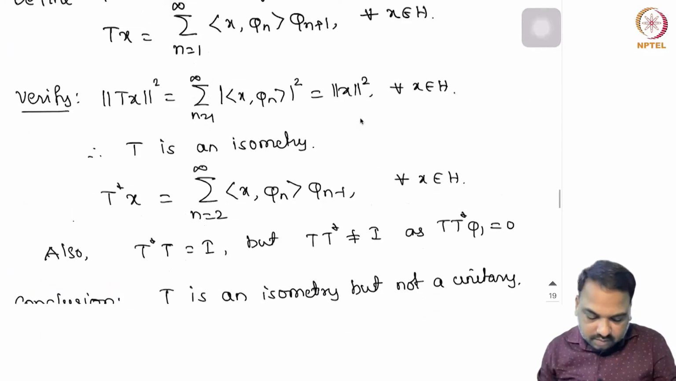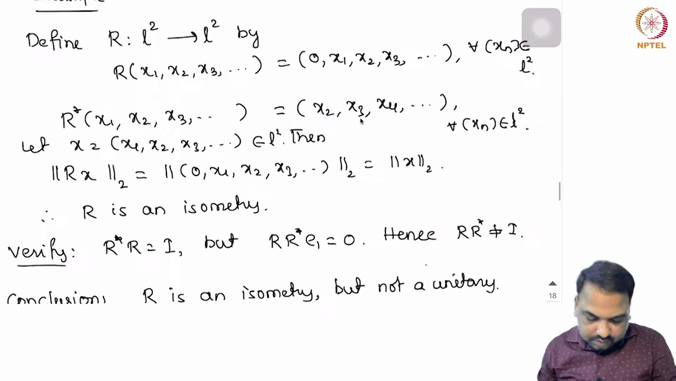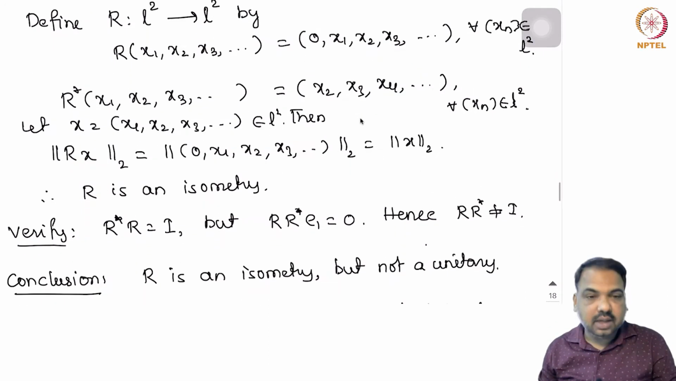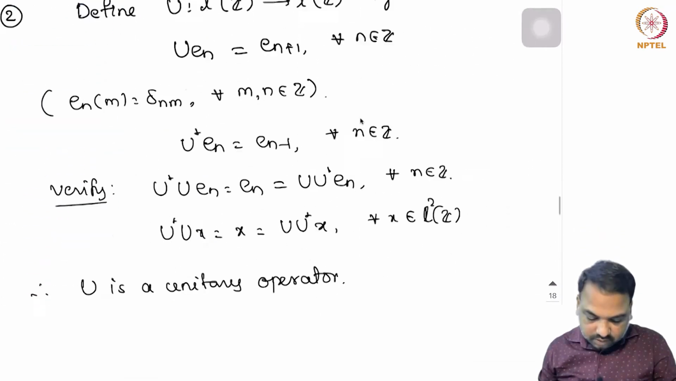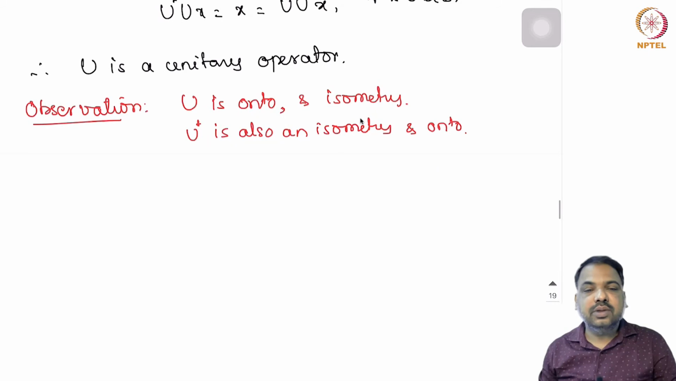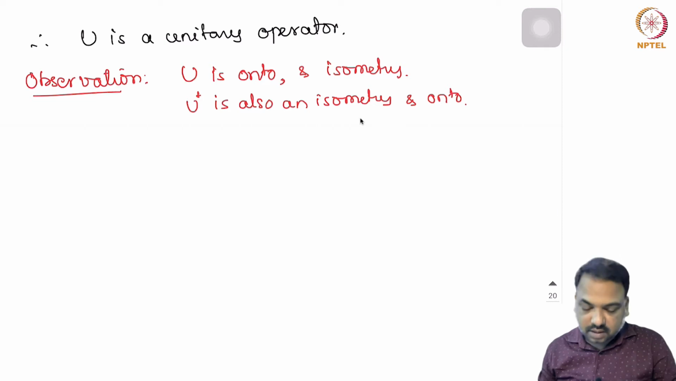But if you look at the earlier example, the right shift operator R on L2 is an isometry, but its adjoint, R star, is not an isometry. And we have already observed that R is not onto. So from these two observations, with these two examples, we can get an idea that there is a lack of surjectivity in an isometry, which makes it an isometry but not unitary. Now the question we can ask is: what are all the characterizations of unitary operators? In other words, when is an isometry a unitary operator?